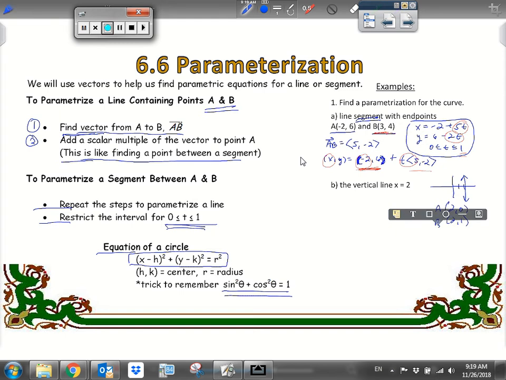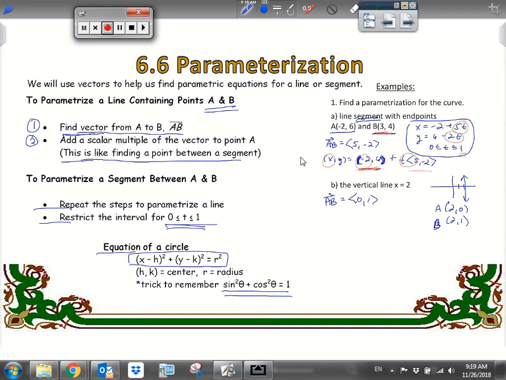Okay, so now I have points A and B. Just like I did above, I'm going to write my vector. Vector AB is going to be end minus beginning, right? So 2 minus 2 would be 0. And 1 minus 0 is 1.